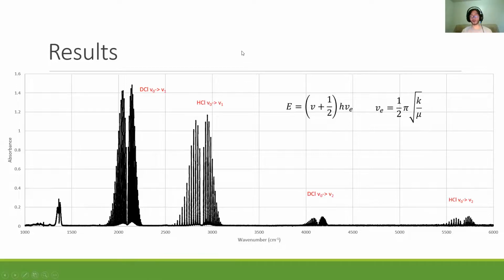I'm going to go ahead and mark everything that I just said there. But notice that I haven't talked about rotations yet. This is just all vibrations. So what are rotations? We have to zoom in a little bit for that. So I'm going to zoom in on our DCl 0 to 1, or the DCl fundamental, versus the DCl overtone from 0 to 2.